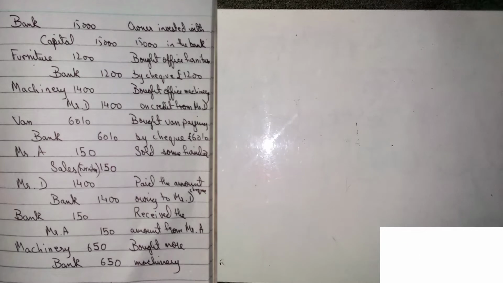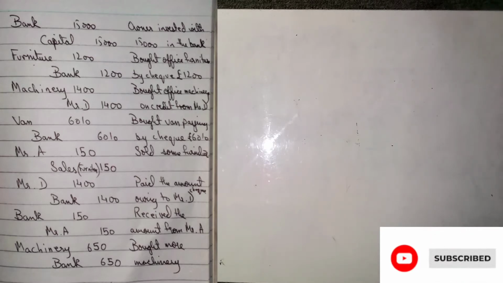Now let's discuss yesterday's question, in which the first entry was owner invested 15,000 in the bank. This amount went into the bank, so it is going to be debit. Why? Because we have increased our asset with 15,000. Next comes bought furniture, office furniture. Again, this is going to be on the debit side. Why? Because we are increasing our asset. If we are increasing our asset, then we will write it on the debit side. This is an addition to our asset.